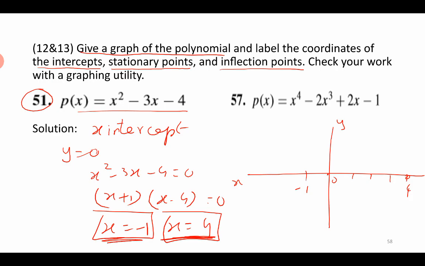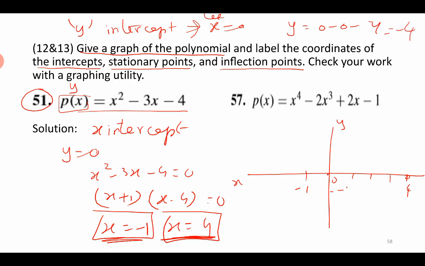x-intercepts. Now let's find y-intercept. How do you find y-intercept? You can get it by taking x equal to 0. x equal to 0, what do you get? Actually, p of x is y. p of x is y, right? So x equal to 0 gives y is equal to 0 minus 4. So y is negative 4. Negative 4. This is negative 1, negative 2, negative 3, and somewhere here negative 4. So at this point, this is the y-intercept. So it will be a parabola. It should come down and move up, isn't it?